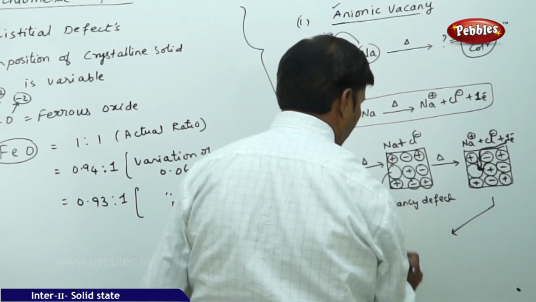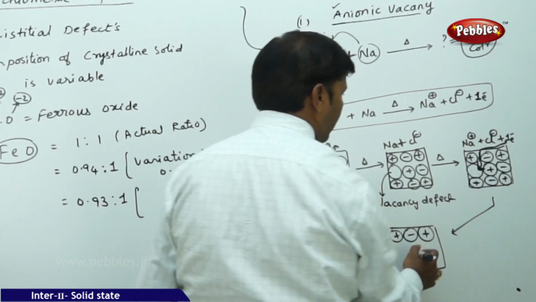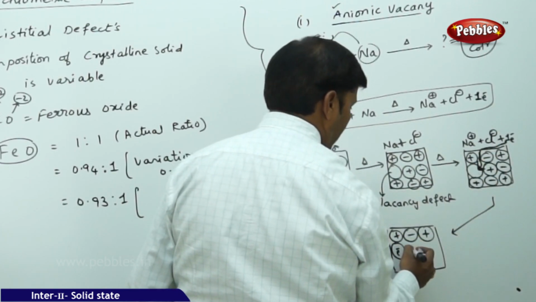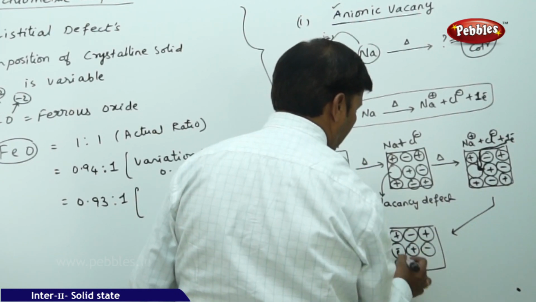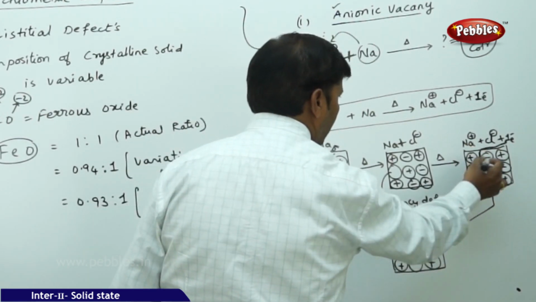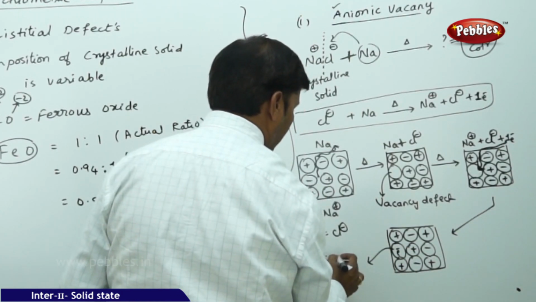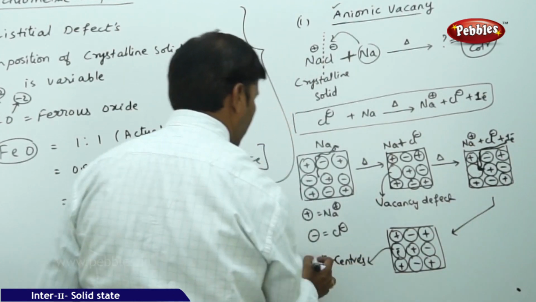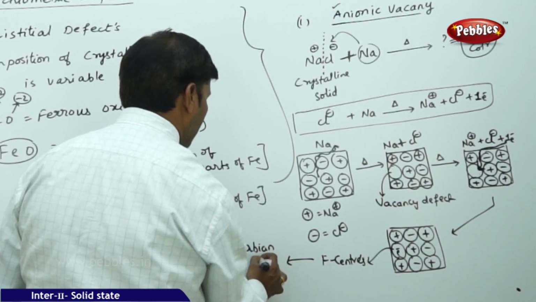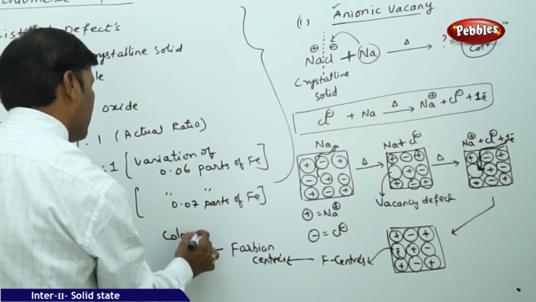One more diagram I would like to give you. This diagram shows positive, negative, again positive. Here the free electron is migrating and entering into the vacancy site. So this is the electron, this is positive charge, this is negative, again positive, negative and positive. This free electron migration within the crystal lattice, this particular site we call F centers. These F centers are also called Farbe centers, or sometimes colored centers.